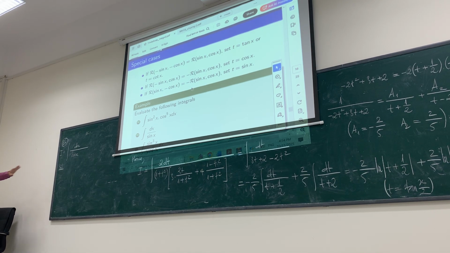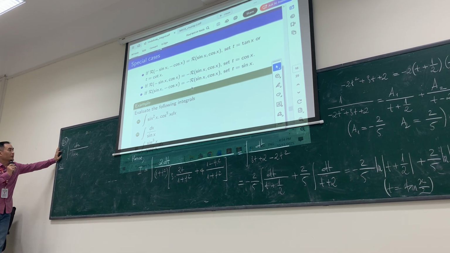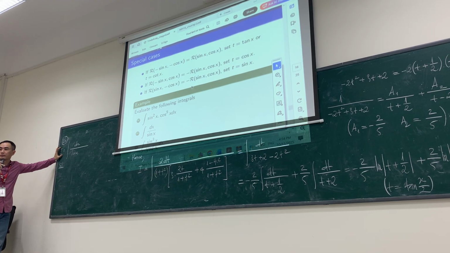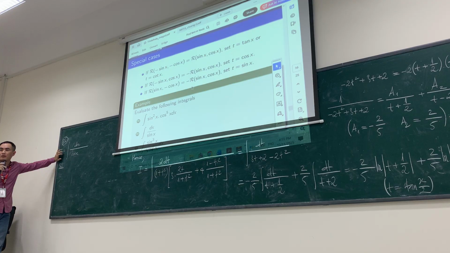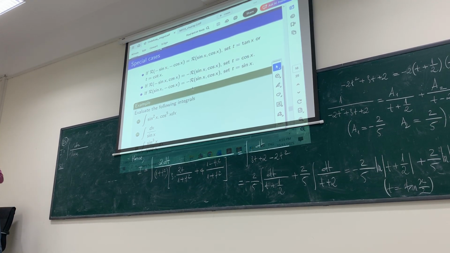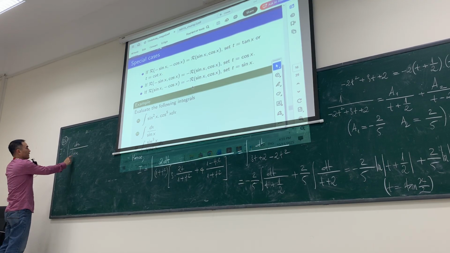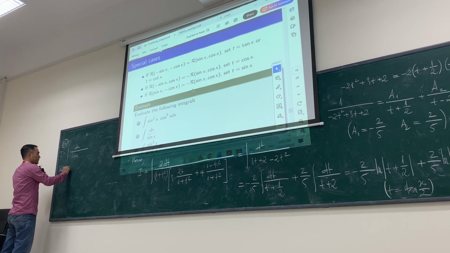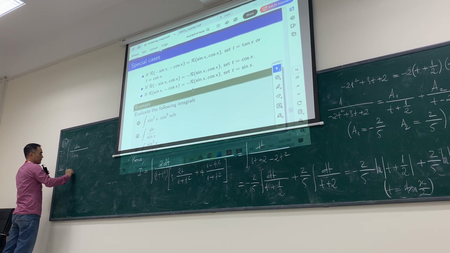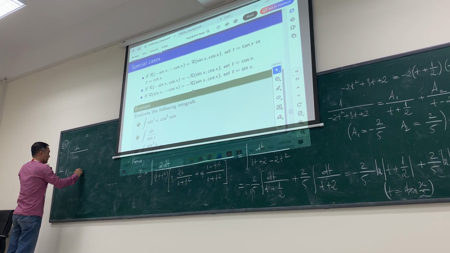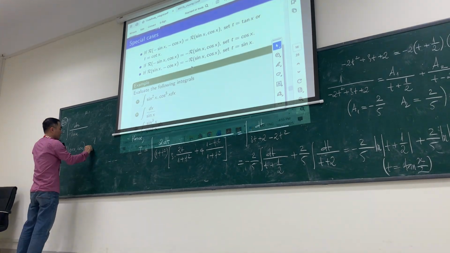Okay, now let me give an example. We need to estimate the trigonometric integral. Denote this by the integral dx over sin x. The trigonometric function here has the rational function R satisfying this condition: R of sin x, cosine x is equal to 1 over sin x.